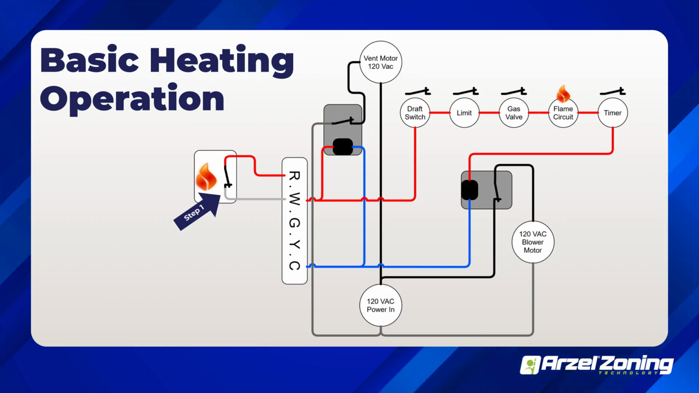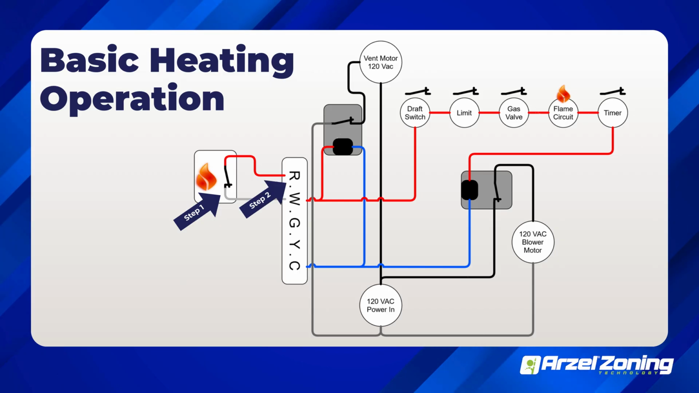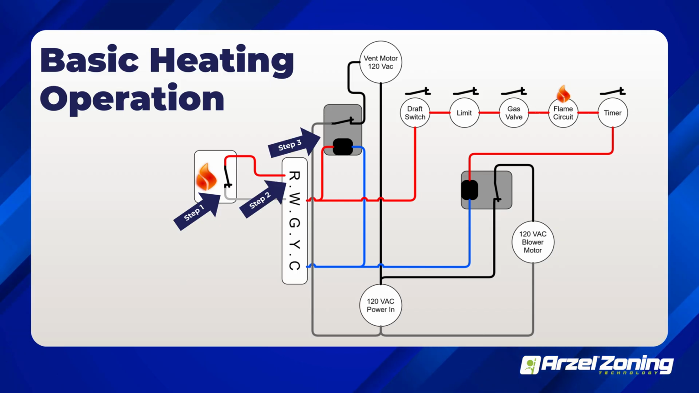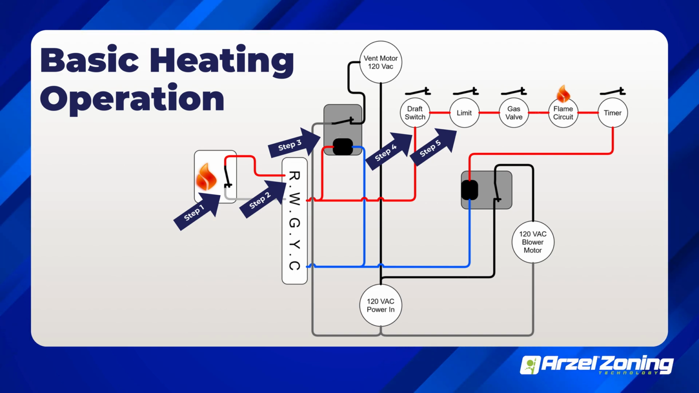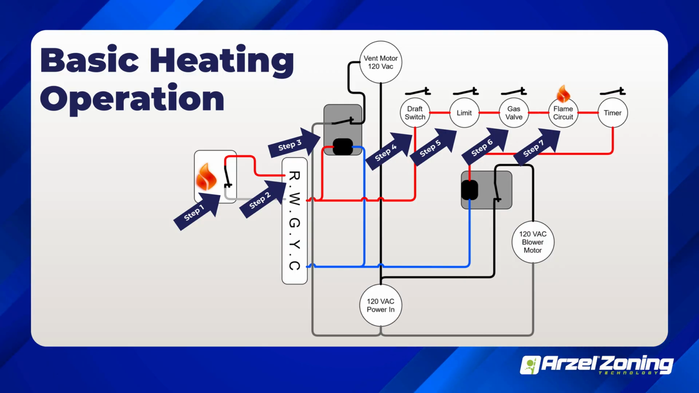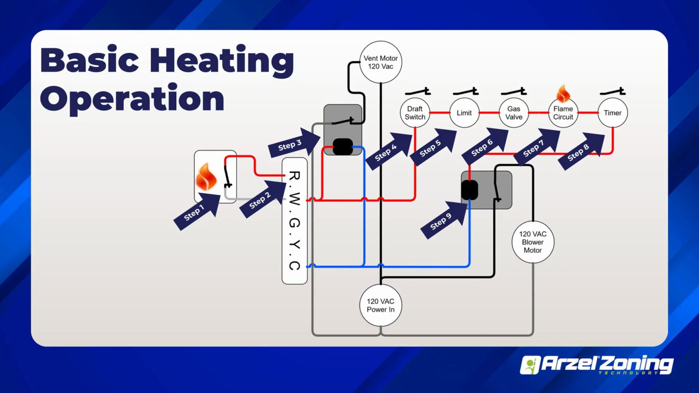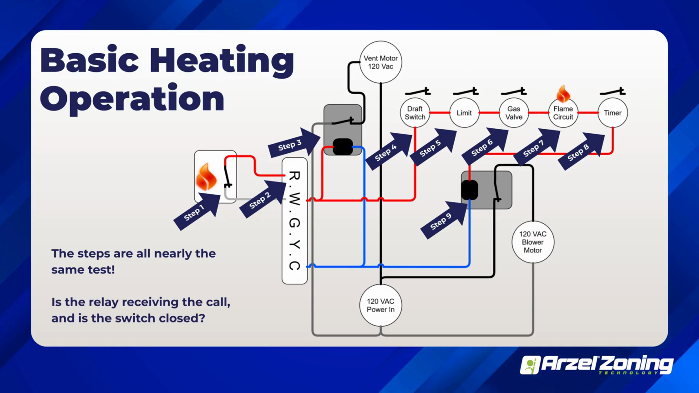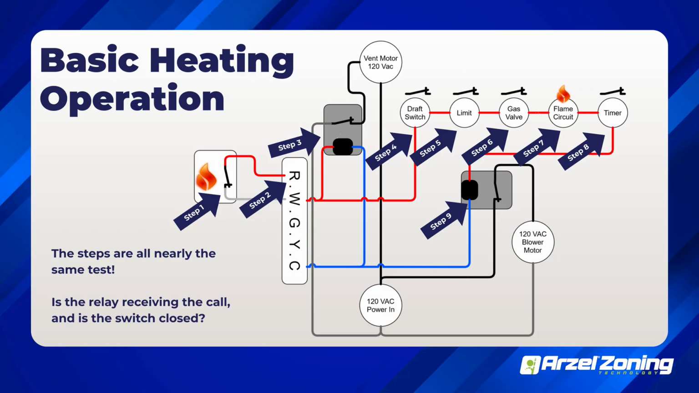So step one, we started our thermostat. From there, we prove it at our furnace. From our furnace, we make sure our vent motor starts. Make sure our draft switch, our limit switch, make sure that those are closed. If those are closed, our gas valve will start. If our gas valve is proven to flame circuit, it starts our timer, and then our blower starts, and we have heat.